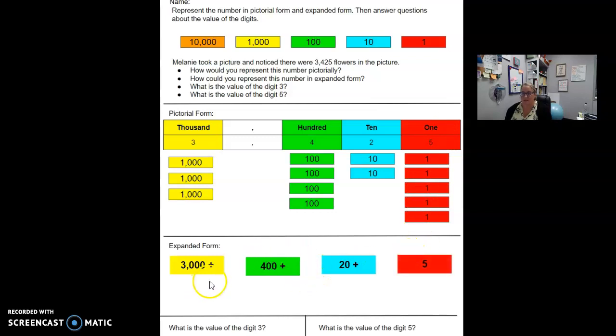So the expanded form of this would look like this, but this is still color-coded, and I'm just going to write it so it's all together nice and neat. And when I do that, it would be 3,000 plus 400 plus 20 plus 5.